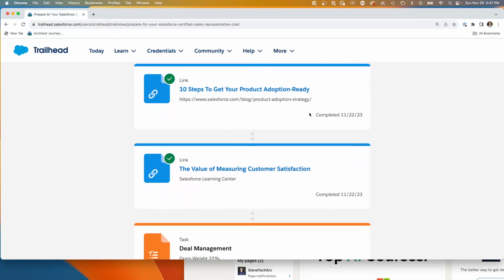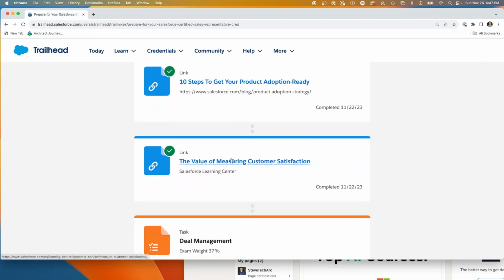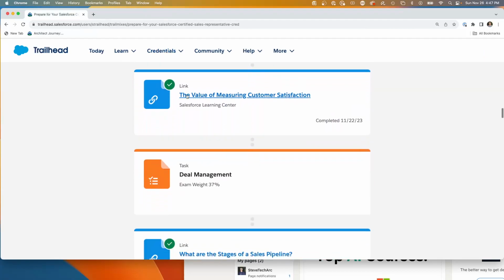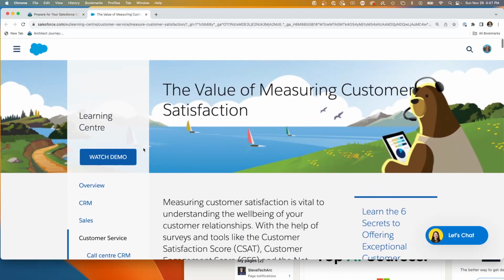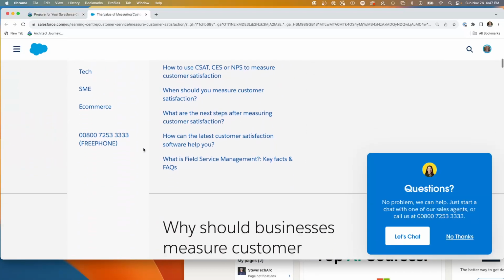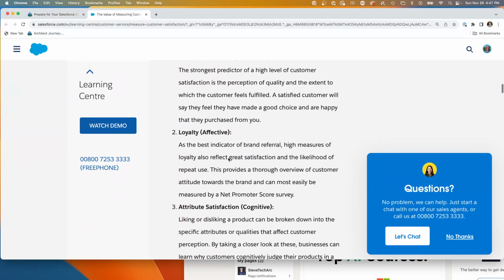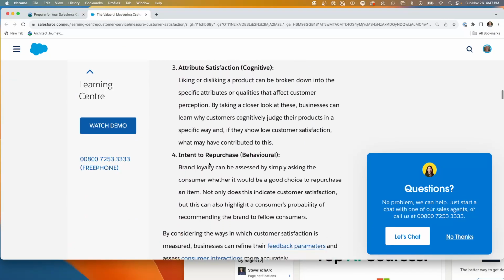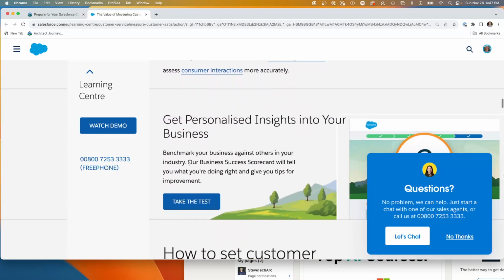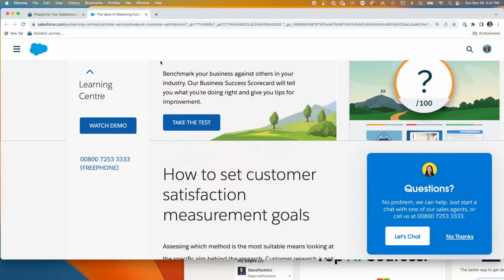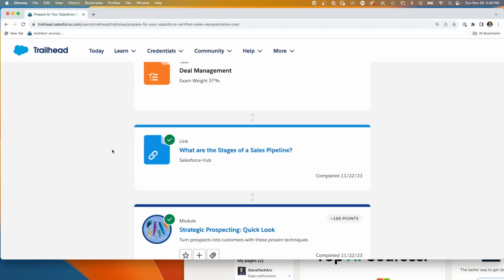We've got additional links on customer sats, how to measure customer satisfaction. This article was nice, where you're talking about how you should measure it: overall satisfaction, loyalty, attribute, cognitive, intent to repurchase. So you can start looking into the things that you want to measure. If I were either leading a sales team or even doing a Sales Cloud implementation, those elements would help me understand what's in the minds of my sales team.